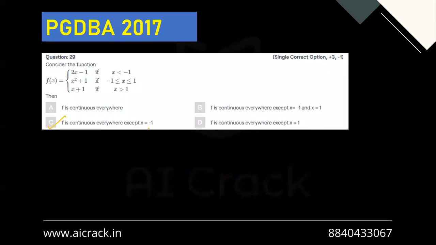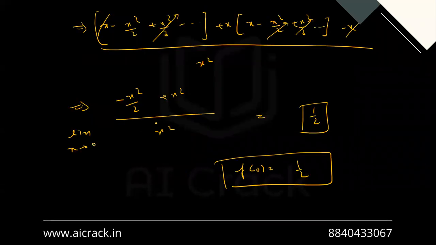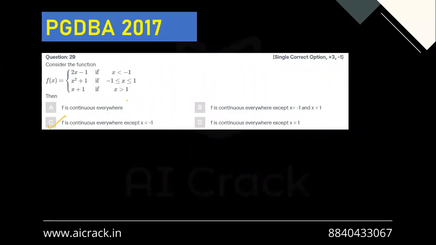So this example was fairly simple as compared to the ones which we have seen over here. So these are very typical examples, but these are not very typical. These are very straightforward examples.